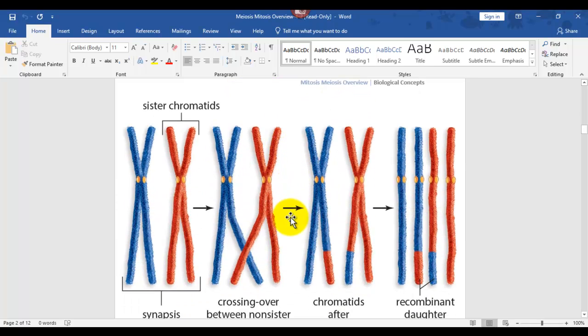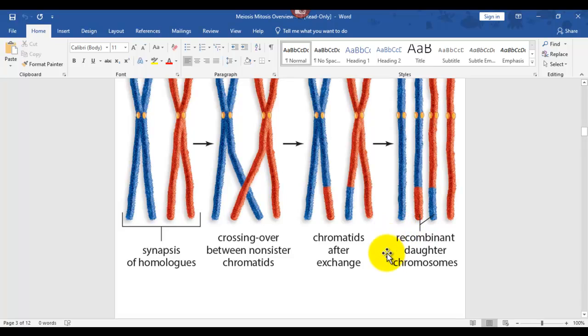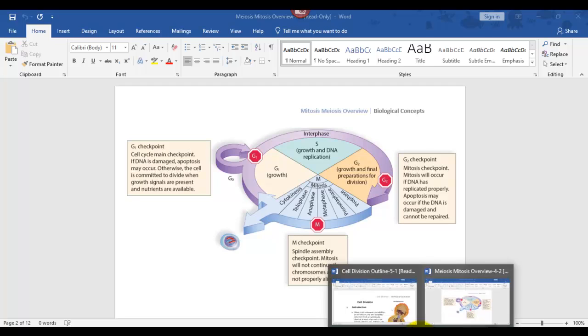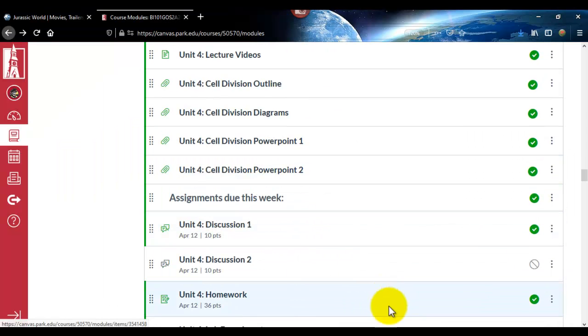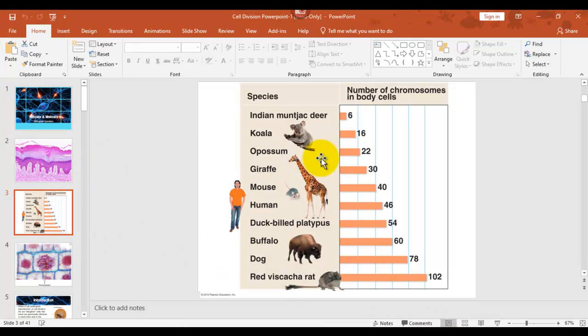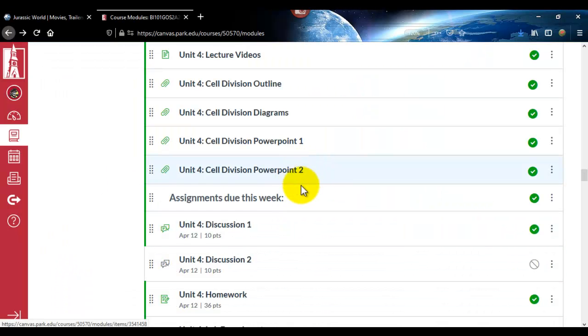Here's a little bit about some DNA crossing over, the sister chromatids of each, and then here's where the genetic variability comes from during meiosis. So I do go over all that as well. There is a PowerPoint. This is the one that I make, and that's a good one, talking about all the different chromosome numbers within organisms as far as their cell numbers go. This is one from the textbook.